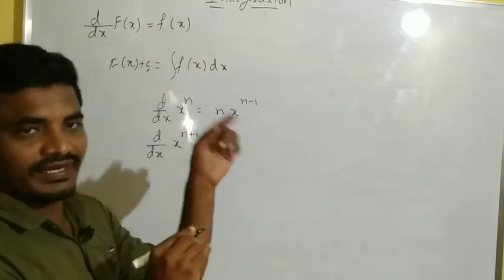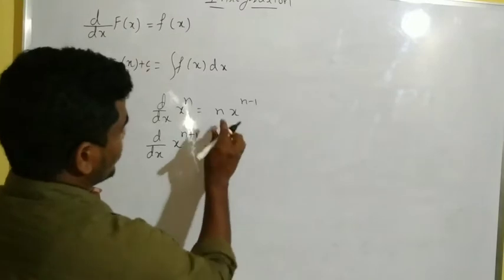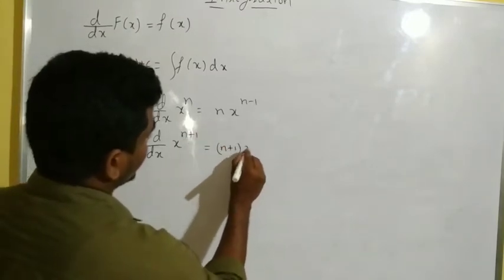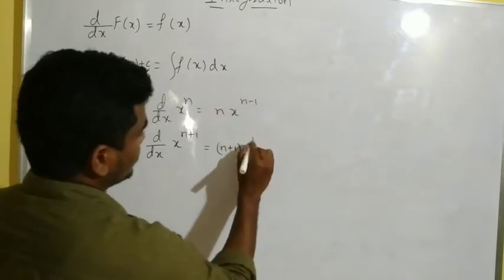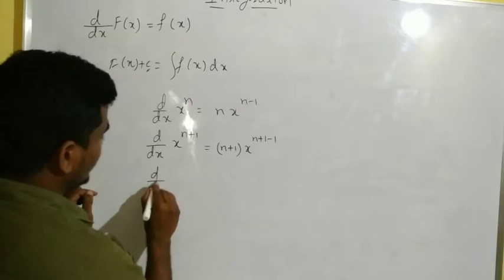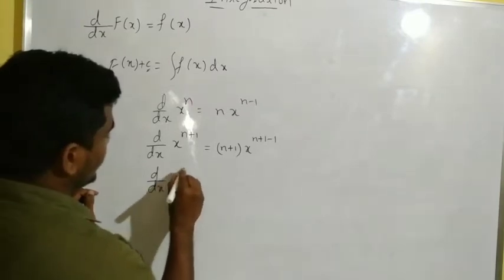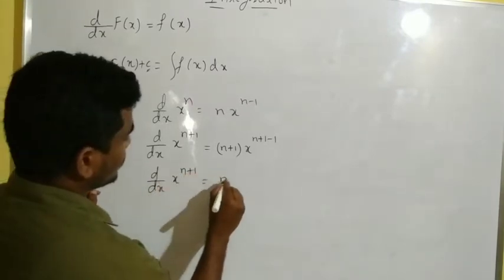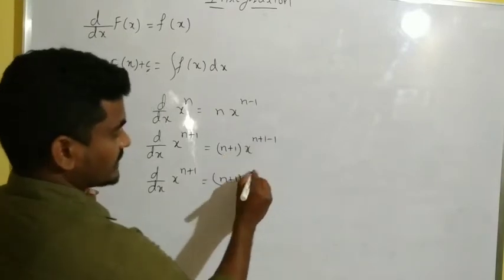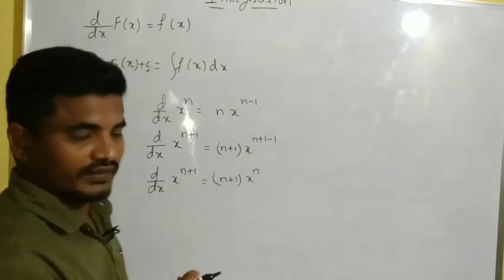n plus 1 I am writing here. This equals, here also I am writing n plus 1, into x to the power of n plus 1 minus 1. So d by dx of x to the power of n plus 1 equals n plus 1 into x to the power of, here plus 1 minus 1 gets cancelled, so x to the power of n.